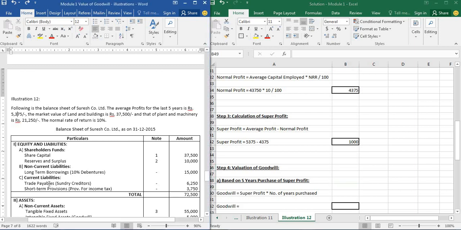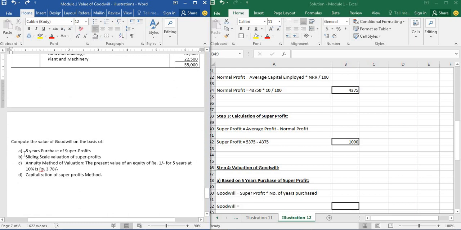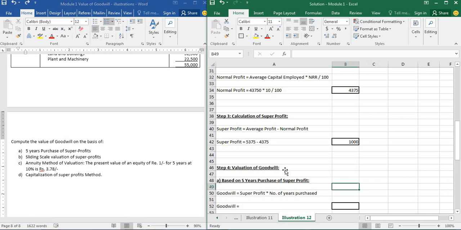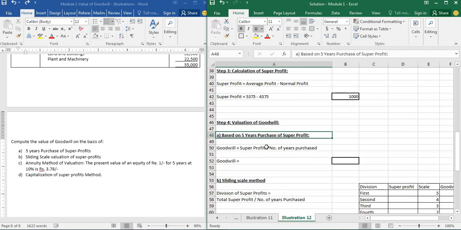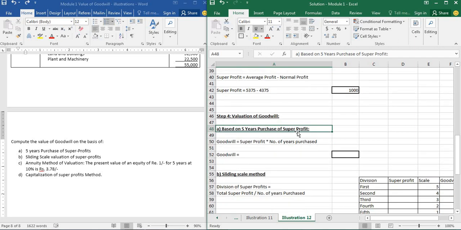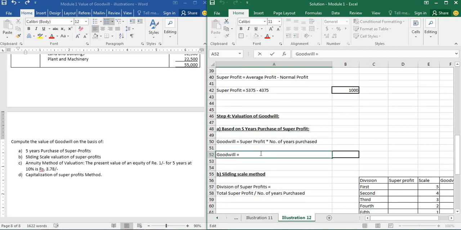Now we are supposed to find out goodwill on the basis of super profits on these 4 techniques that are mentioned here. First technique that they have given is 5 years purchase of super profit. See, I have taken the next step as valuation of goodwill. First one, 5 years purchase of super profit. So super profit is 1000 rupees into number of years purchased. It is 5 years purchased. So let us find it out. 1000 into 5, which is 5000 rupees. So goodwill on the basis of purchase of super profits is 5000 rupees.